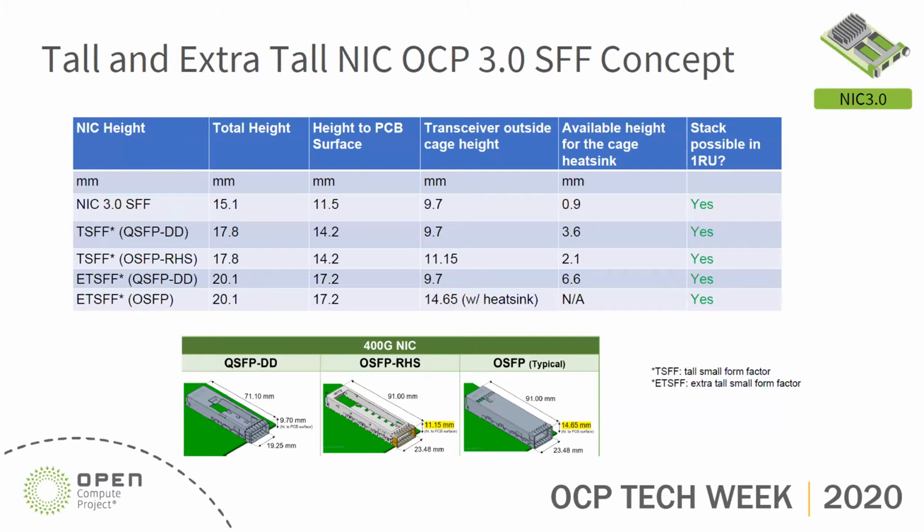For the following couple slides, I would like to talk about the thermal comparison study among the form factors showing in the table here. So I will walk you through the thermal performance of the QSFP-DD, OSFP rising heatsink, and OSFP typical form factor modules applied to both tall small form factor and actual tall small form factor NIC card. The biggest driving factor impacting the thermal performance is the different heatsink height that can be fit into the NIC form factor. Next slide, please.